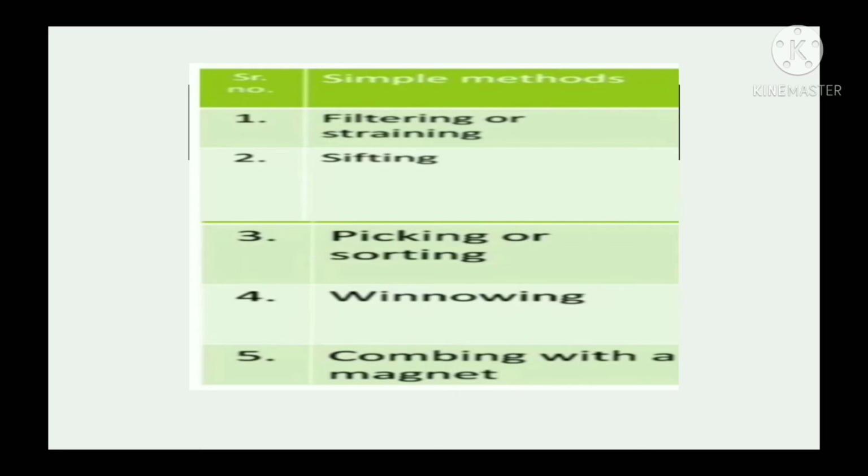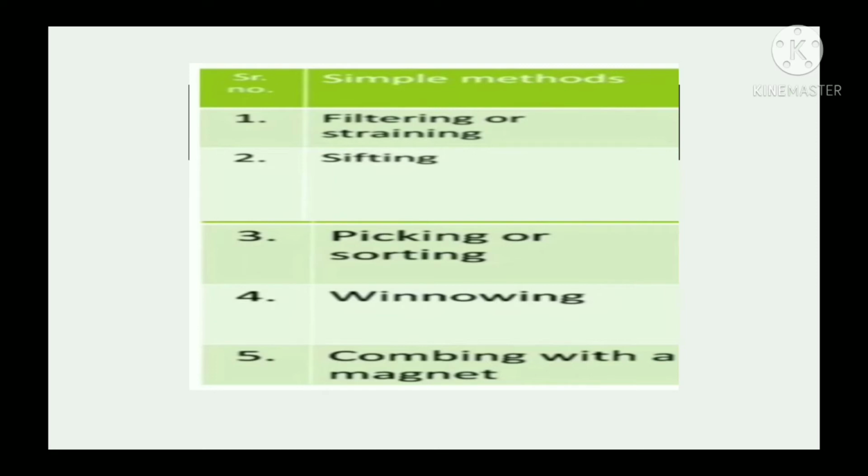Filtering means what, do you know children? To separate the insoluble substances from the solution, we use a method that is called filtration, means insoluble substances from the soluble substances. And then sifting is done to separate solids of various sizes, like the larger particles and the smaller particles can be separated by sifting. Then picking or sorting, by this method substances that are needed or not needed can be separated by picking.